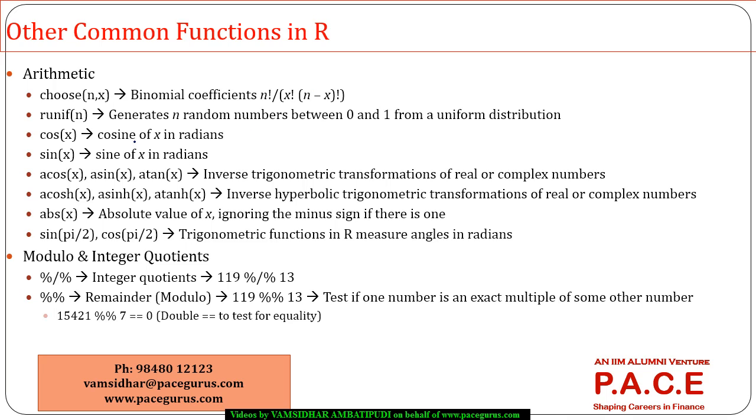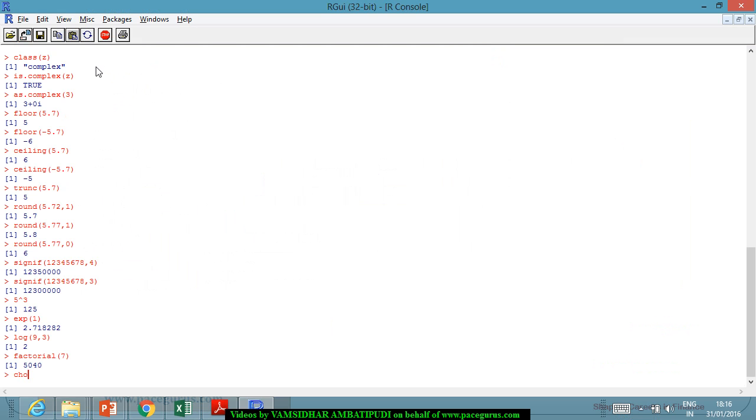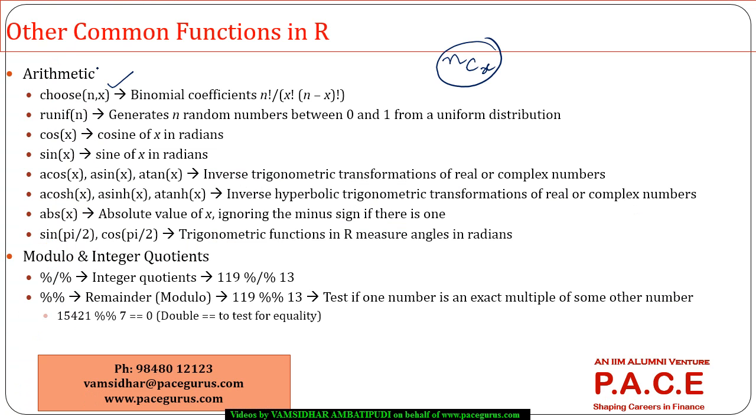Similarly, I can use nCx, typically the combination, right? nCx by using the choose function. So if I want 5C3, I simply say choose 5 comma 3. 5C3 is 10. So I am getting 10. So choose is a function which is giving me the value of nCx.